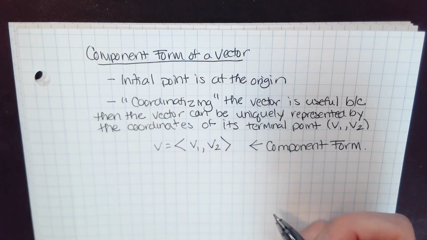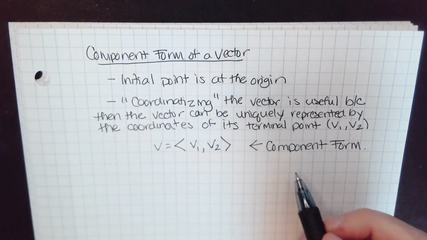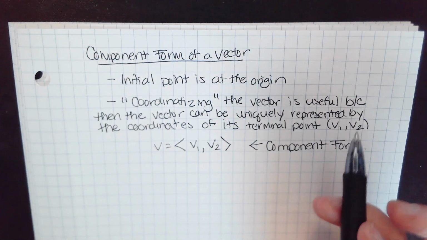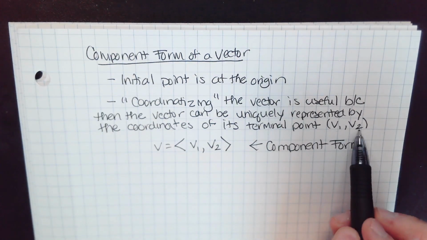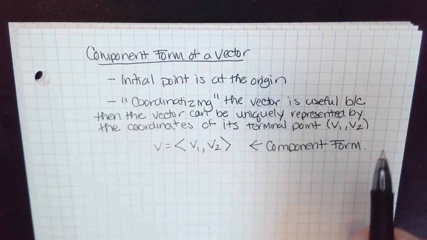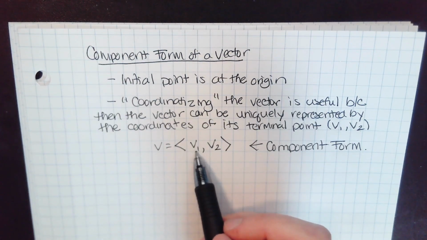Component form is when you put the vector so that its initial point is always at the origin, and then you name it by whatever the terminal point is. If it starts at (0, 0) and the terminal point is (3, 2), you would name it with angled brackets <3, 2>.